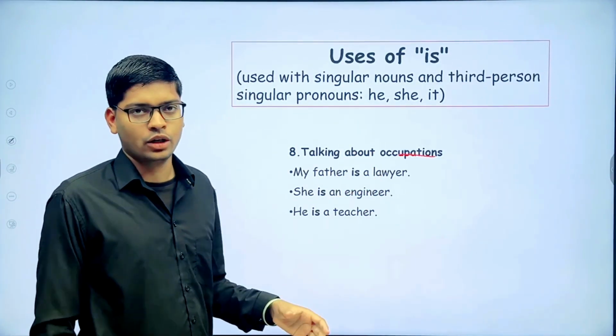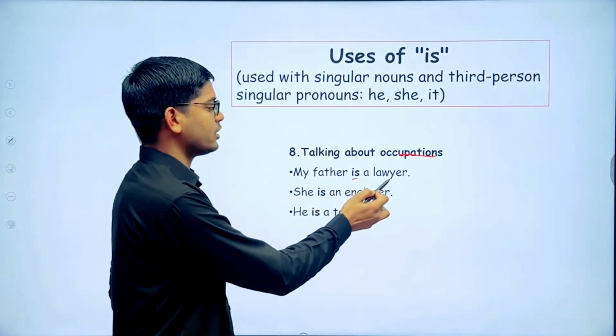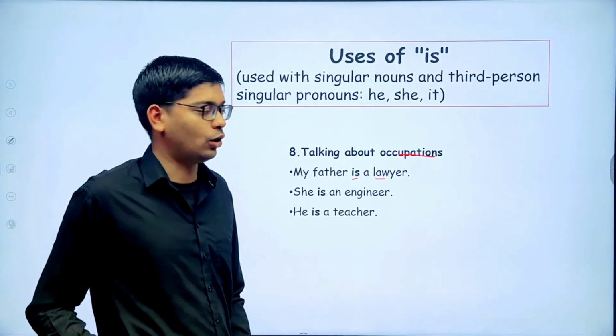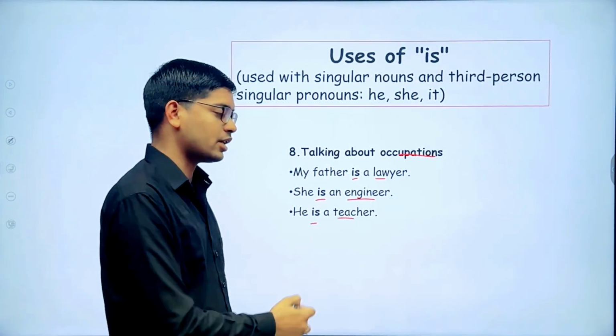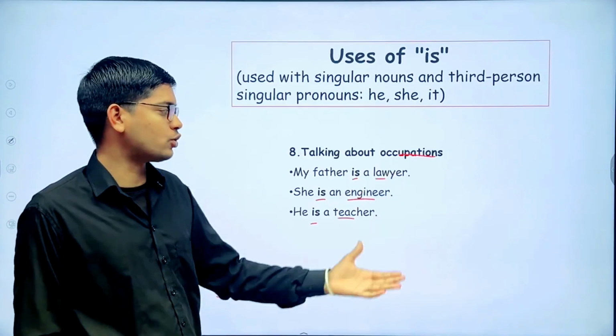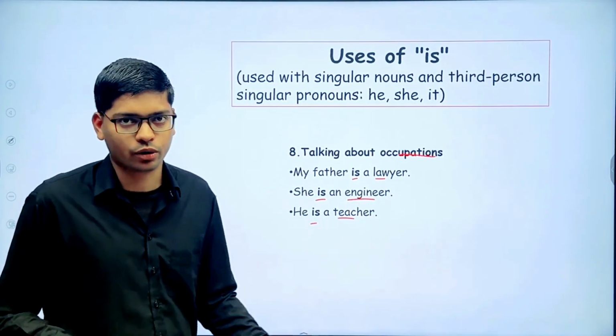Next use, talking about occupations. If you talk about occupations, you also use is. For example, my father is a lawyer. She is an engineer. He is a teacher. When you talk about occupations, you can use is for a singular person or singular pronouns.